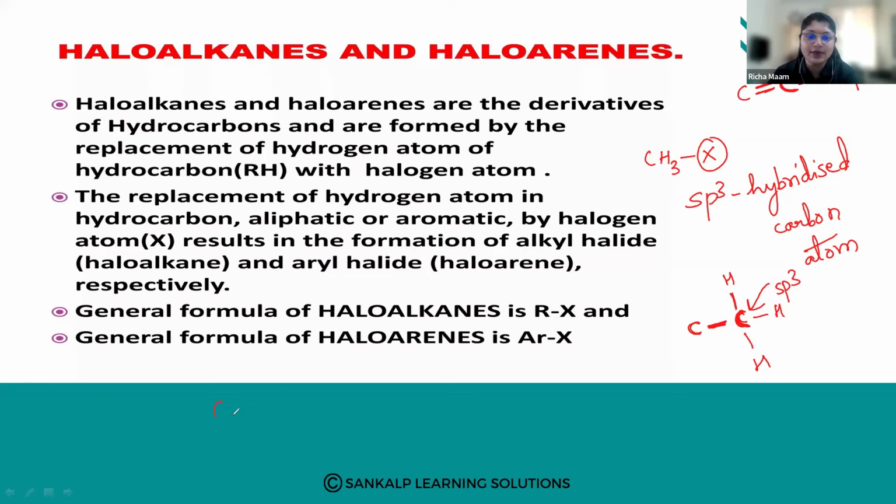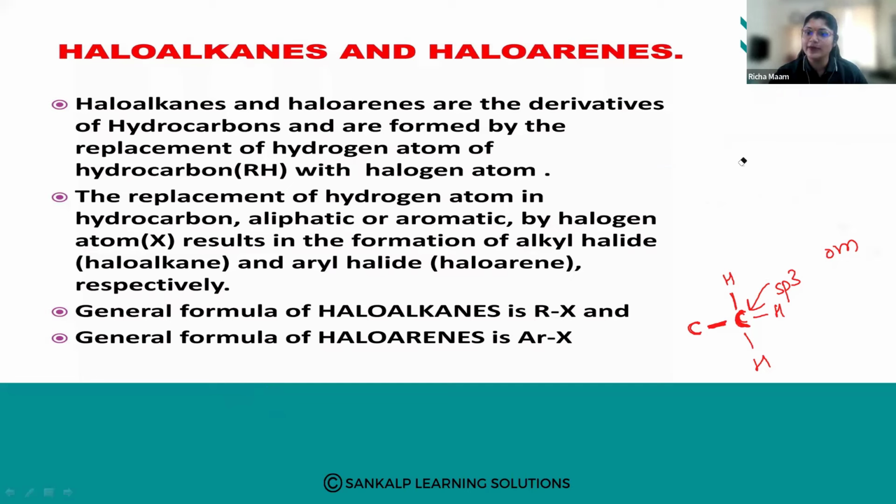Now, another example: if I have a triple bond carbon, it is sp hybridized. So this is the hybridization. Don't forget hybridization when we are discussing organic chemistry, any chapter. Hybridization will come into the picture, because we are studying different molecules and different structures.